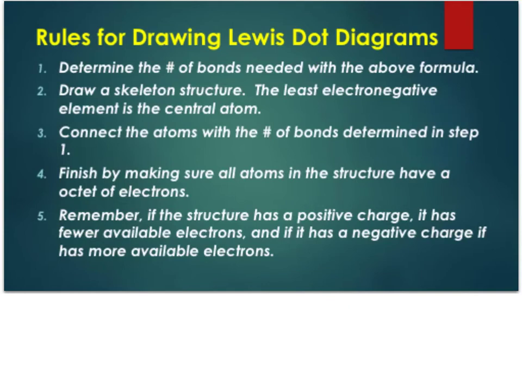Now, we can have any element except hydrogen. Okay, so you need to make note of that. It can be any element except hydrogen. Hydrogen could never be the central atom. And then we connect the atoms with the number of bonds we determined from step 1. And we're going to go through this as we look at the following examples.